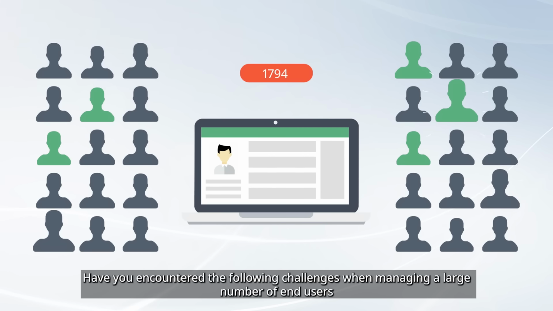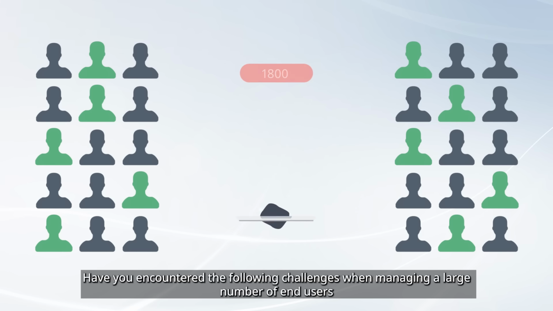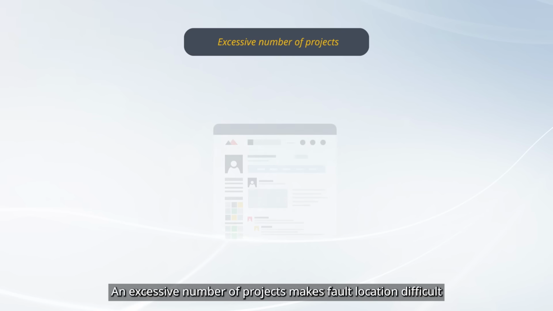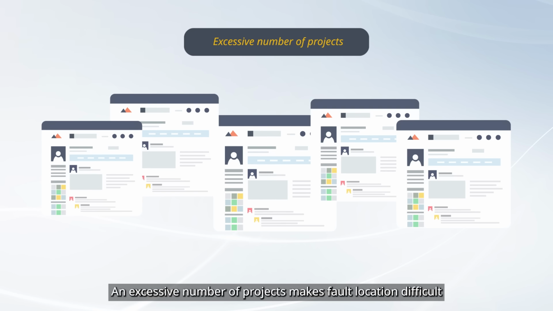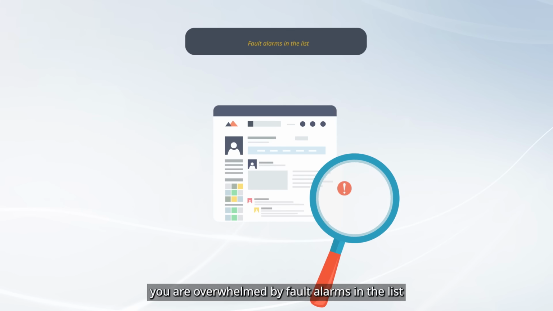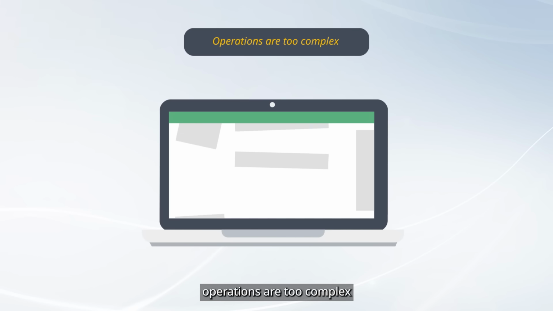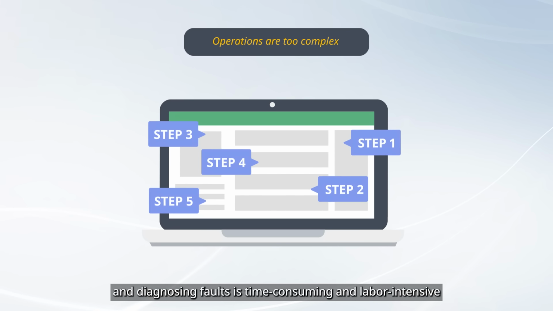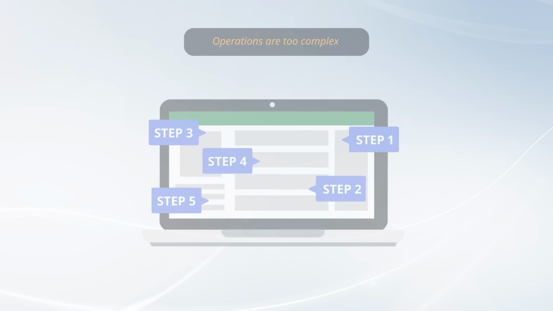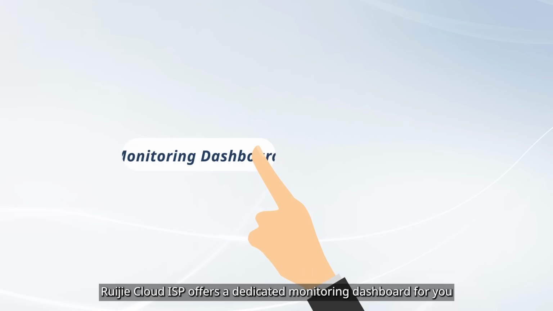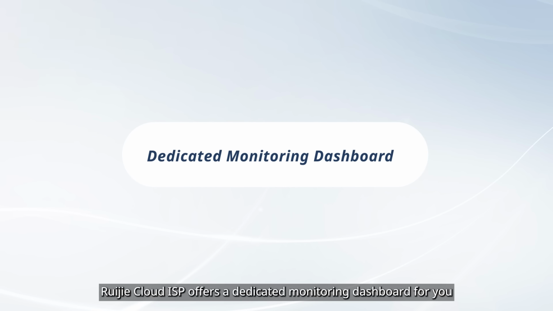Have you encountered the following challenges when managing a large number of end users? An excessive number of projects makes fault location difficult. You are overwhelmed by fault alarms in the list. Operations are too complex, and diagnosing faults is time-consuming and labor-intensive. Ruijie Cloud ISP offers a dedicated monitoring dashboard for you.